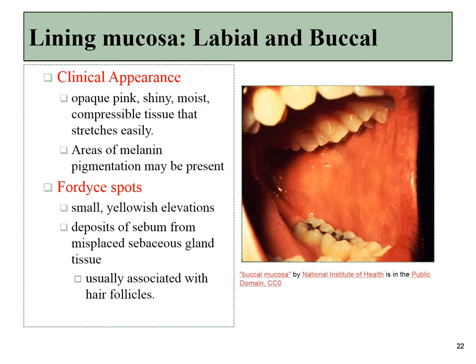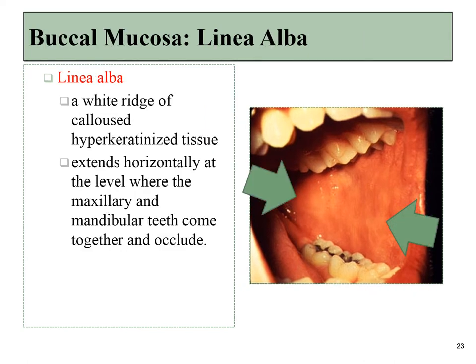We will see later that the oral mucosa in these regions shares a lot in common with the epidermis of the skin, with the exception, of course, that there are no hair follicles inside here. There may be regions of keratinized tissue. One common area is the linea alba, or a white line found where the maxillary and mandibular teeth meet. This can cause a little bit of extra friction here on the buccal regions of the oral mucosa, and the keratinocytes there will respond to this by producing a little bit more keratin.